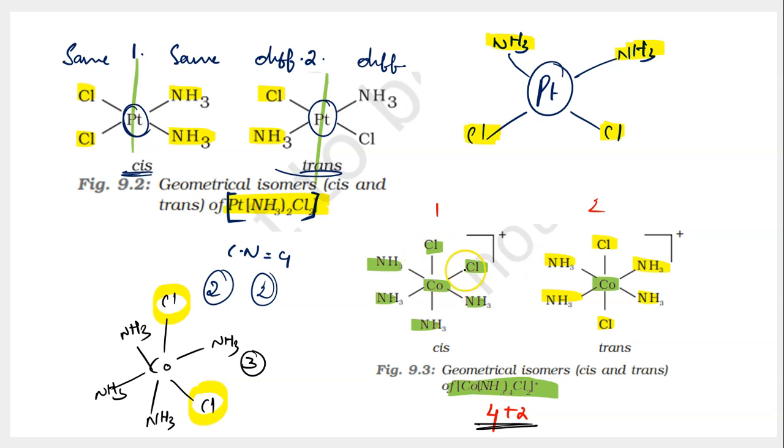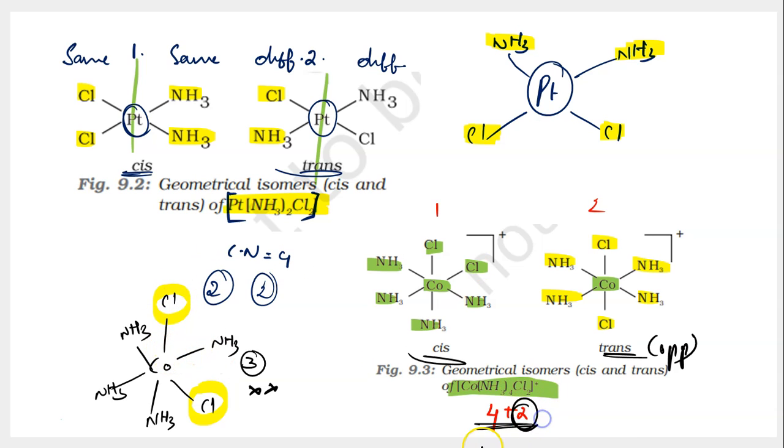If you have two groups of the same type being adjacent to each other, call it the cis isomer. If you have the groups being non-adjacent to each other or opposite to each other, call it the trans isomer. Then what about this isomer that I have written? This we do not consider. Why? Because this is between cis and trans. It is not completely cis because you don't have the chlorines being adjacent. So it's not completely cis. It's not even completely trans because you don't have chlorines being opposite, isn't it?